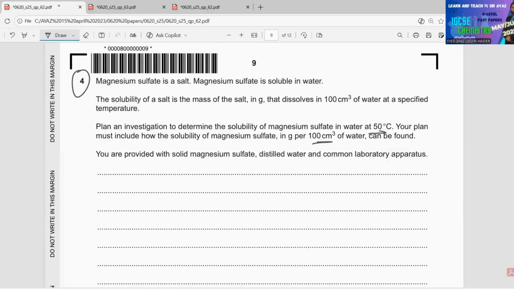Then you are going to write that magnesium sulfate should be added in excess until no more solid dissolves. Then you can gain more points by writing that the mixture is stirred or mixed. In the end, the solution is filtered to remove undissolved magnesium sulfate so that we will know the mass used, then measure the mass that dissolves using a balance. So you can write any 6 from these.